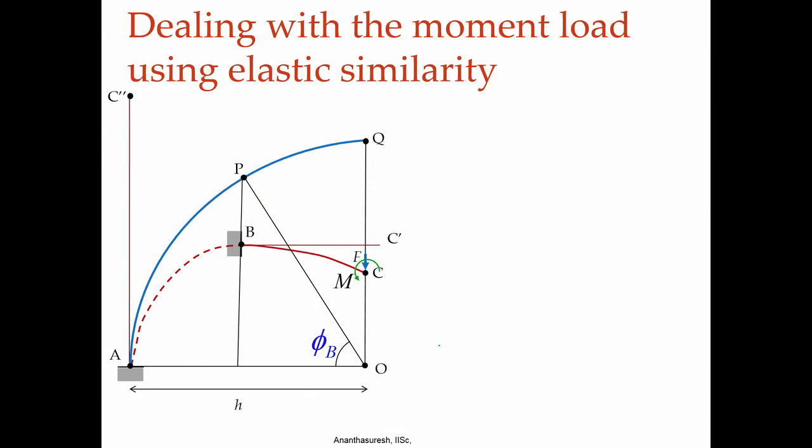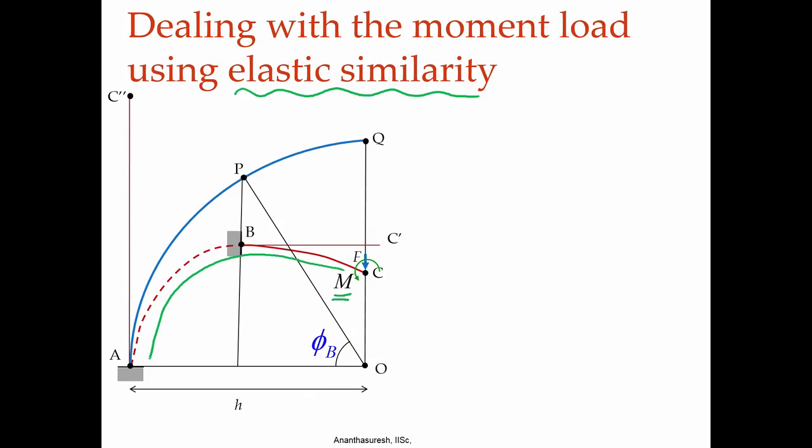Okay. Now, how do we use this elastic similarity principle when there is a moment load? Originally when there is force F, it would have deformed like this. Now there is an additional moment M, so how do we do this? It will not be the way it is shown here, because this is for when the force F is acting. Now, when there is a moment acting, everything here, all this portion, will change.